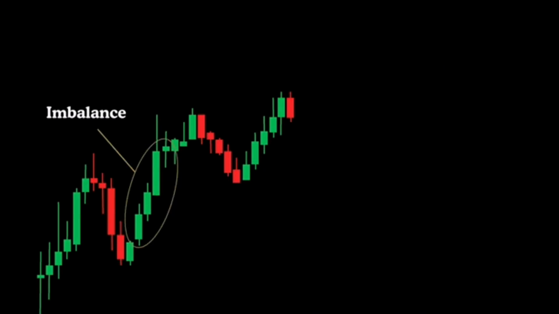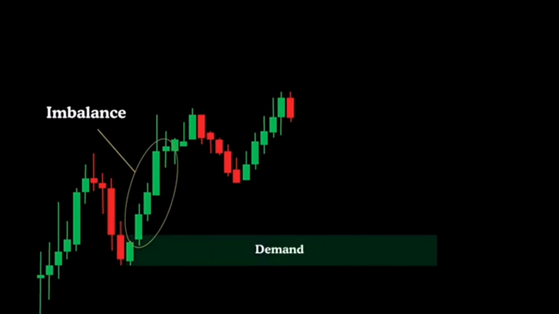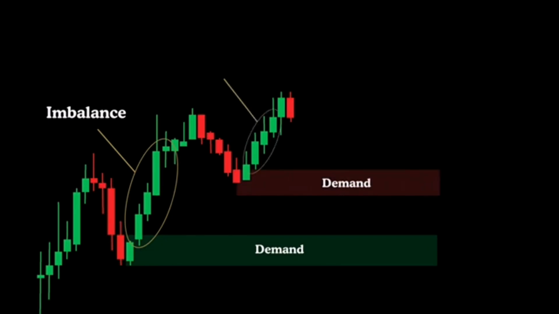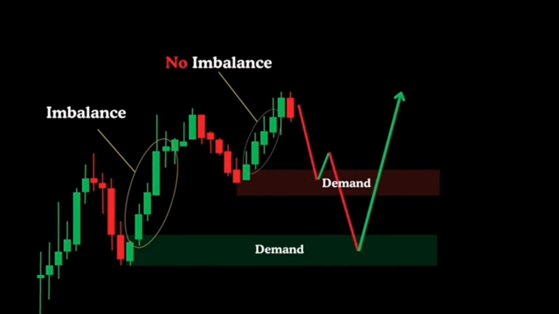Below the imbalance we can find the demand zone, as this demand zone has contributed to the imbalance. Let's imagine the price creates another pullback and we have another demand zone. The key difference is that the second demand zone has no imbalance, therefore there is a greater chance for the price to make a deep retracement to the demand zone that created the initial imbalance. This is because the inefficiency will act as a magnet for the price to come and fill this gap.